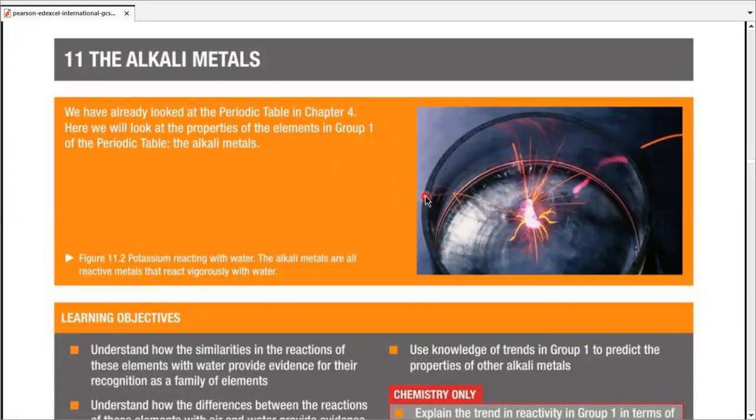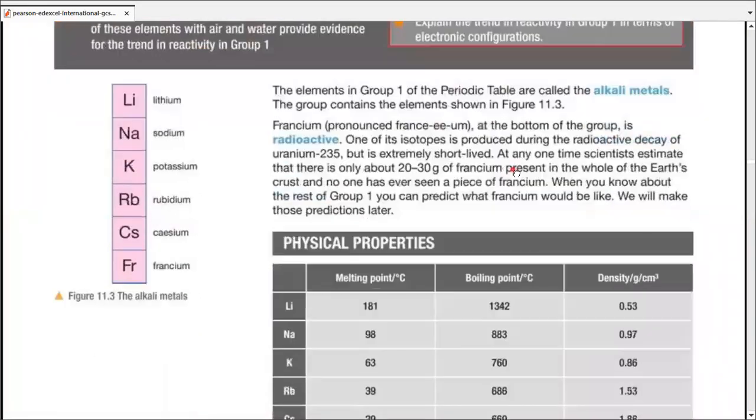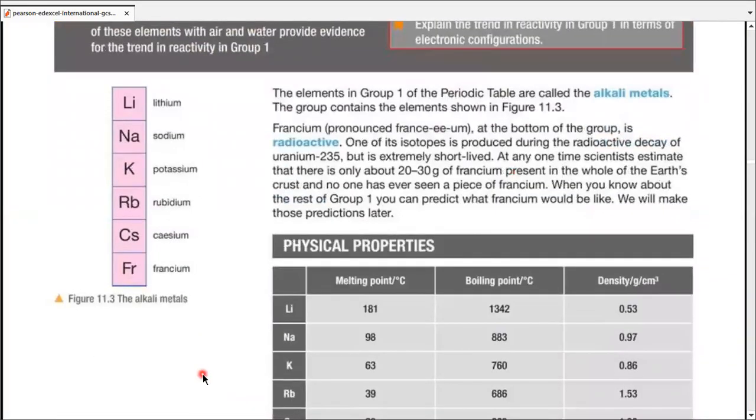Unit 2, the first chapter in Unit 2, and actually this is chapter number 11, is the alkali metals. Starting with alkali metals, that's actually the common name we give to group 1. So in group 1, we have lithium, sodium, potassium, rubidium, cesium, and francium. Let me tell you that out of all of these, this one is radioactive.